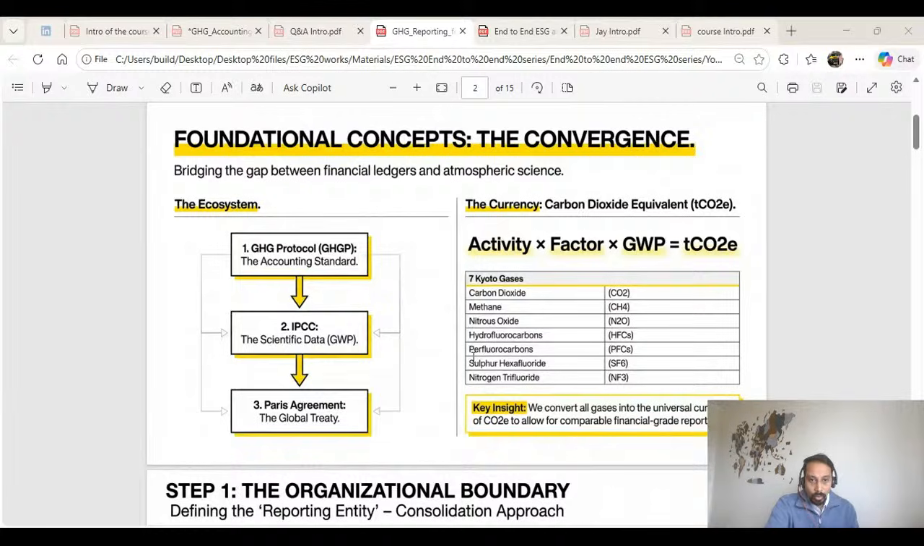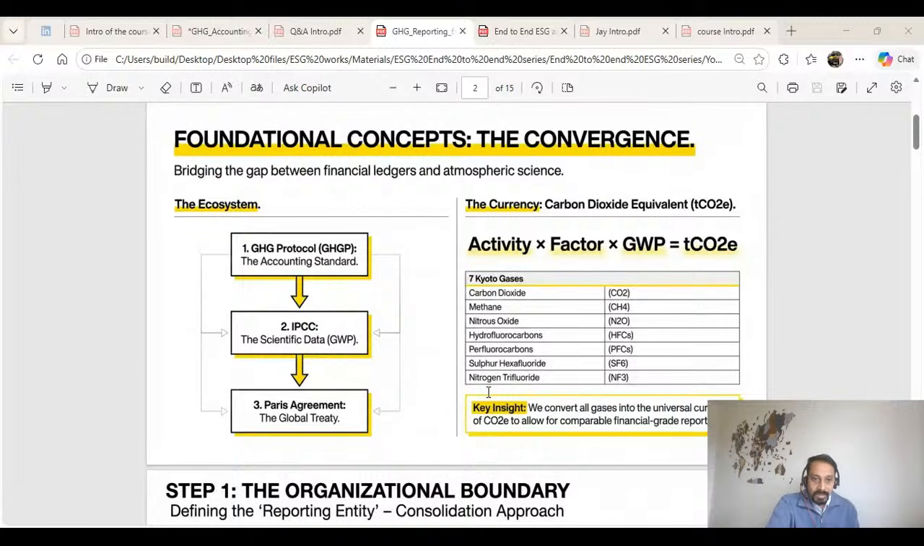By the end of this whole session, you will understand how emissions are classified into scope 1, scope 2, scope 3, how to calculate the emissions step by step, what data you actually need, and how to structure your final GHG emission inventory. Think of yourself as the bridging gap, as I mentioned earlier, for atmospheric science.